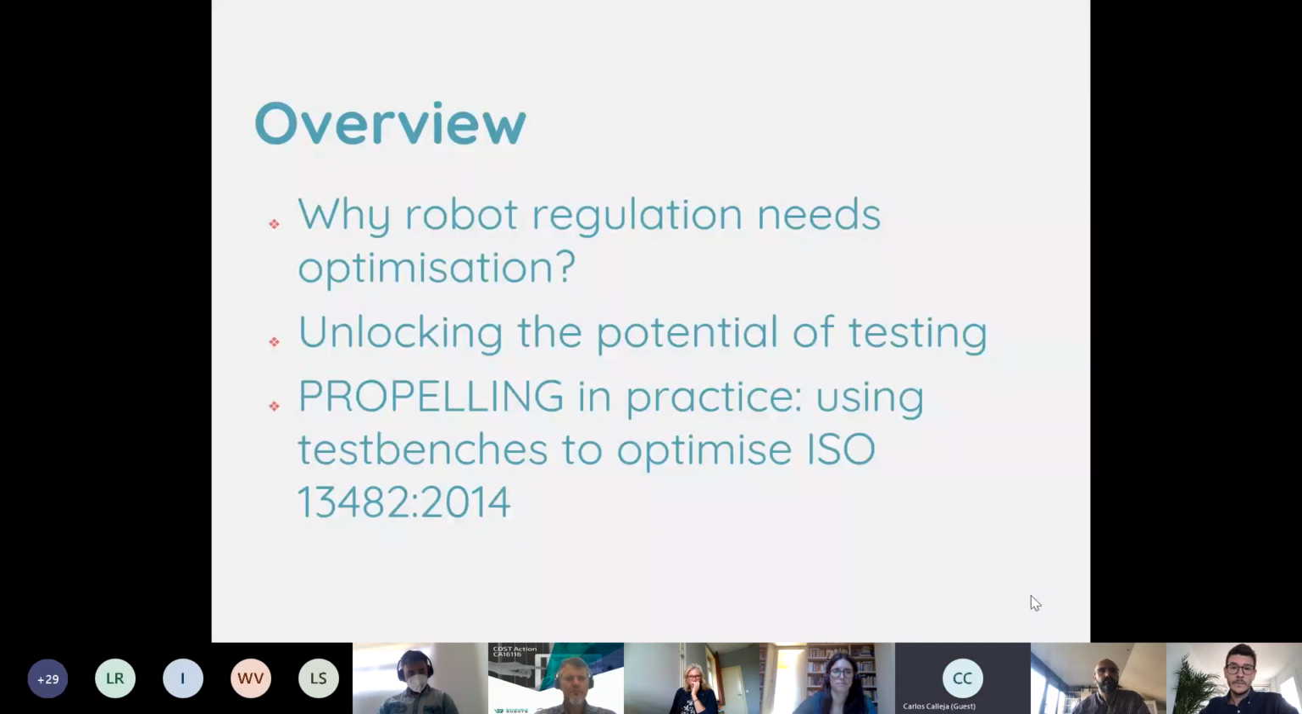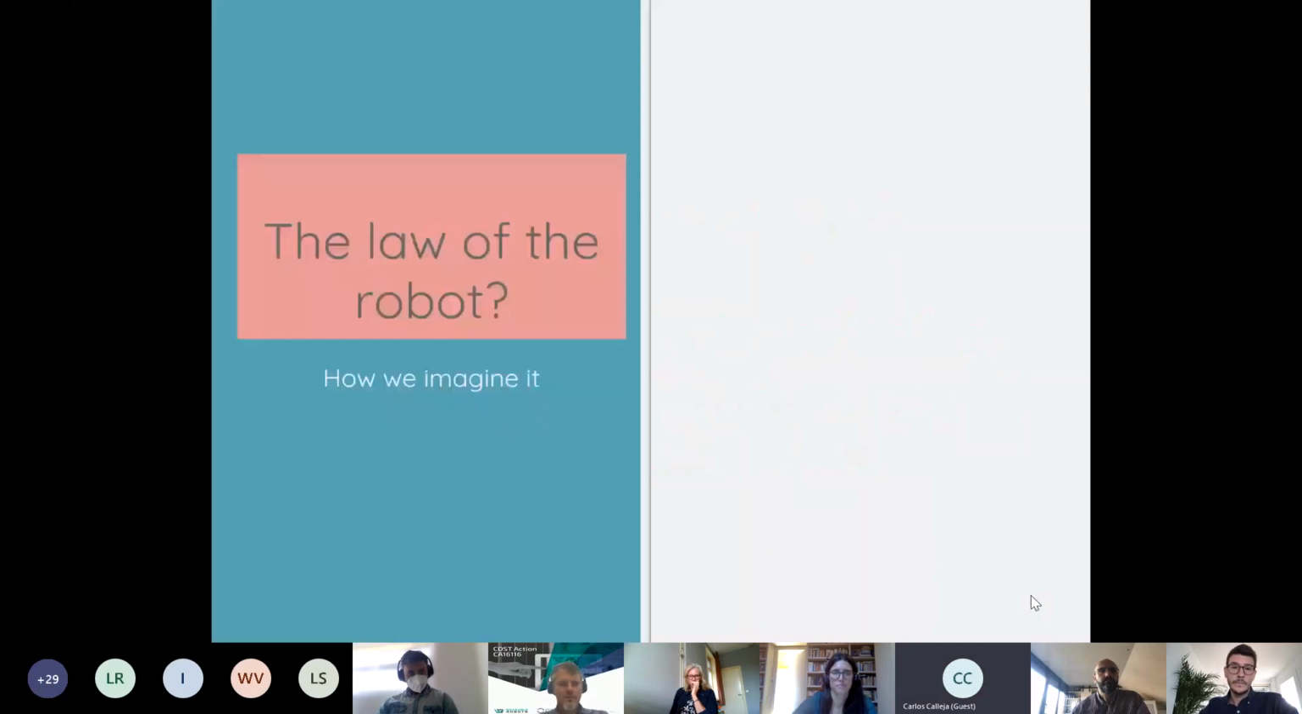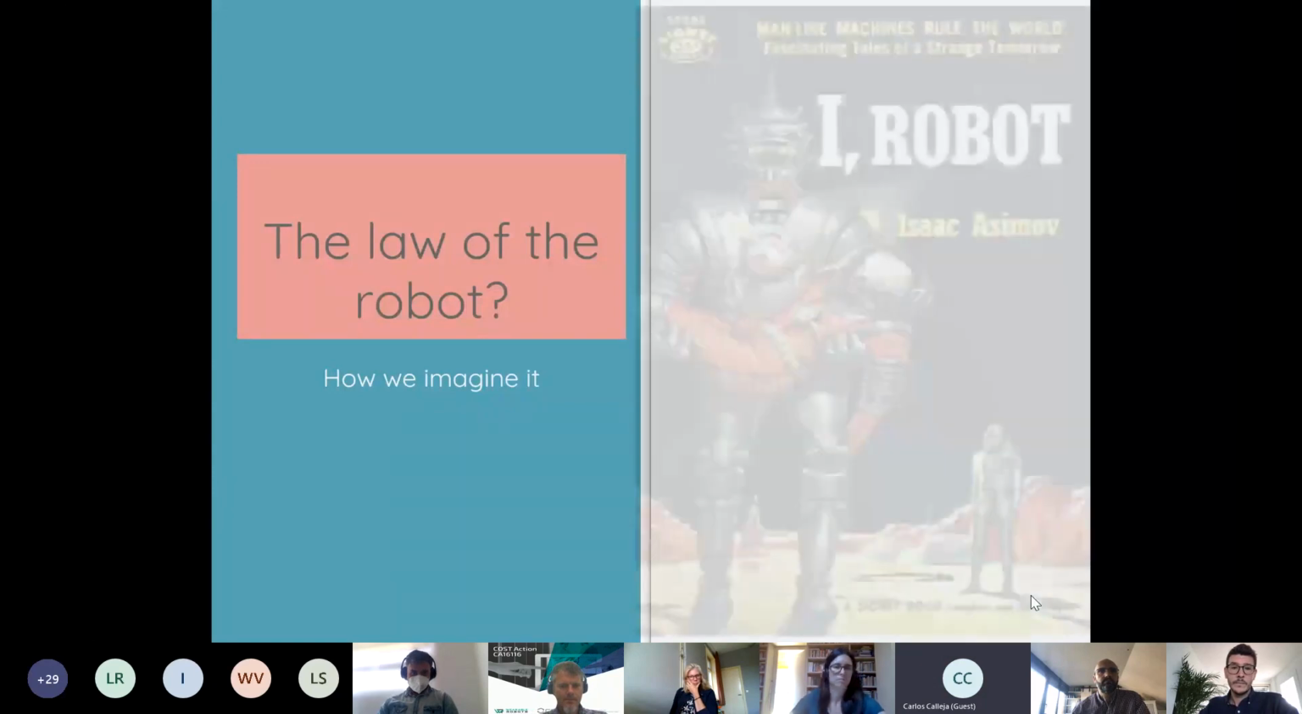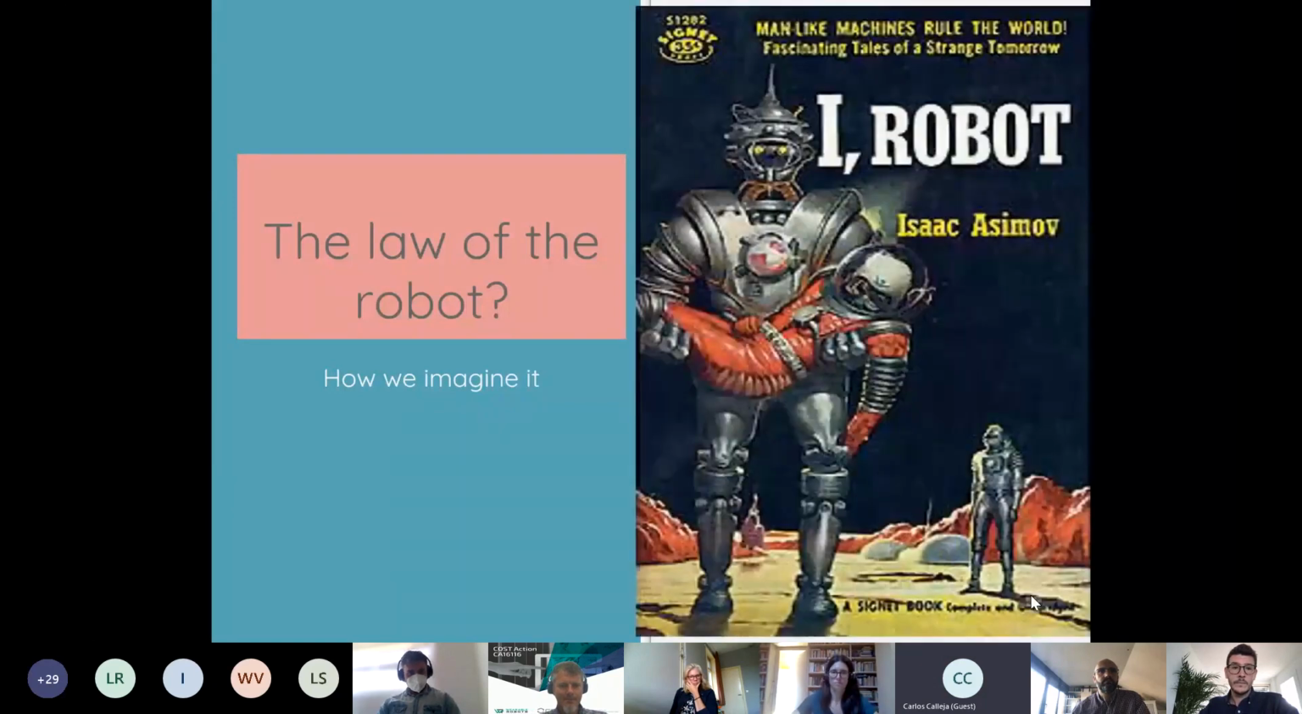So why does robot regulation need optimization? I think the best way of tackling this question is starting with, what's regulation, or what's the law of the robot? Many people imagine the law of the robot like this. Everyone knows Isaac Asimov's work. So many people imagine the law of the robot with three simple rules.